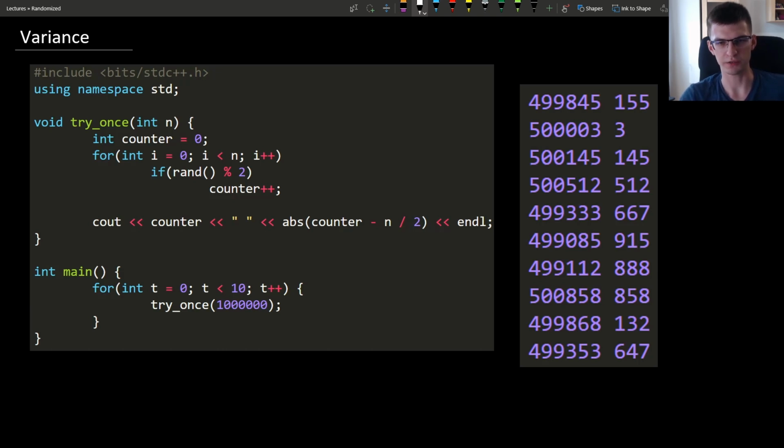And here on the left you can see a program where I chose n to be 1 million, and 1 million times if rand modulo 2, which means with probability 50%, increase the counter by 1, and then print this counter and also its distance, the absolute value of the difference, counter minus n/2. On the right you can see results where indeed the counter is around 500,000, but the second value, the distance from 500,000, is quite small.